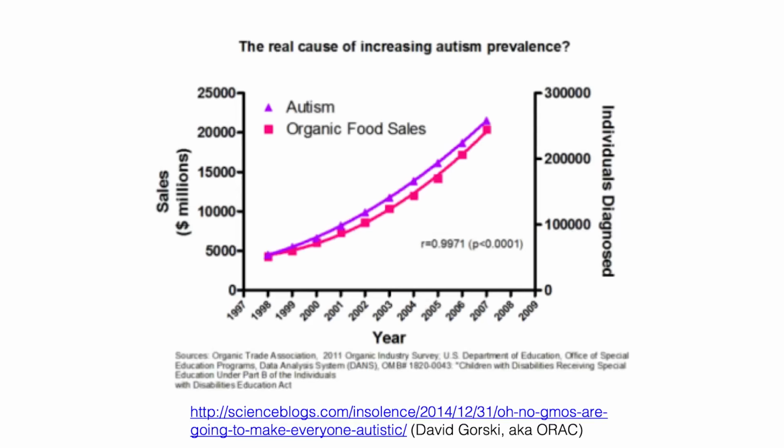So I'll give you one of them, which is organic food sales. Many people have observed that. This one I took from David Gorski's website, who is a doctor who has a nice blog on data and misusing of data. So maybe it's organic food sales that is causing autism prevalence.